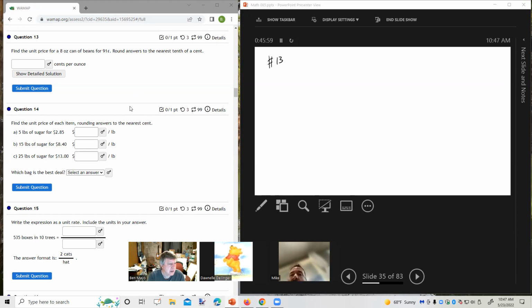Okay. Find the unit price for an 8-ounce can of beans for 91 cents. And they want it in cents per ounce. So we'd start out with 91 cents per 8 ounces. We wouldn't put ounces on the top and cents on the bottom because it says the units are in cents per ounce. Okay.